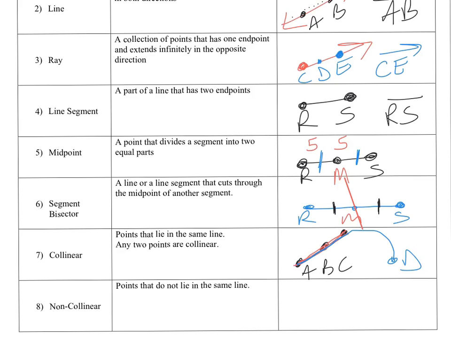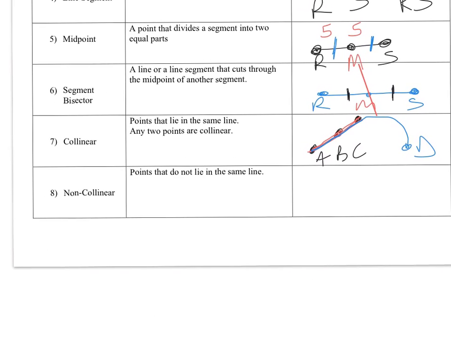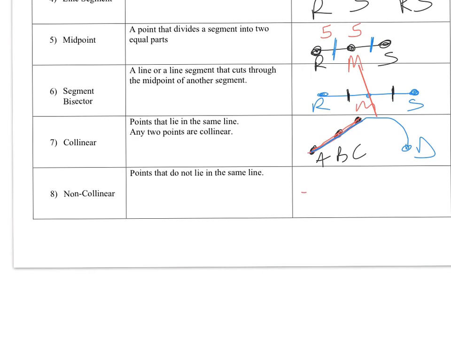Which brings us to our next definition, non-collinear. So non-collinear, points that do not lie on the same line. So we'll call this A, B, and C. A, B, and C are collinear, but point S is not on the same line. So that's not collinear. Let's take a look at the next page.